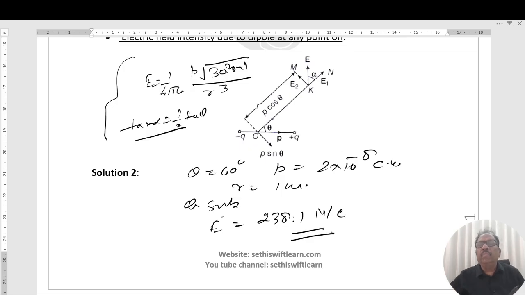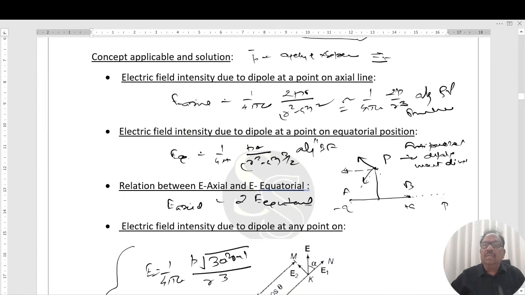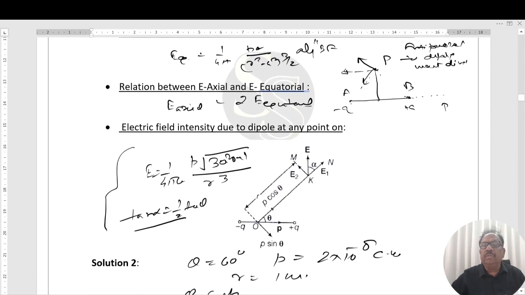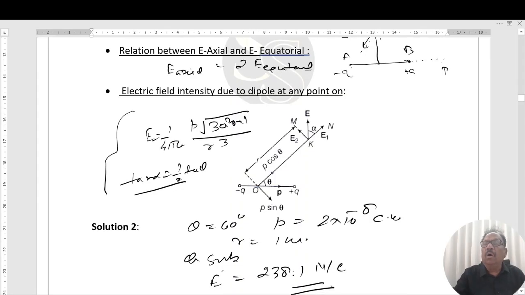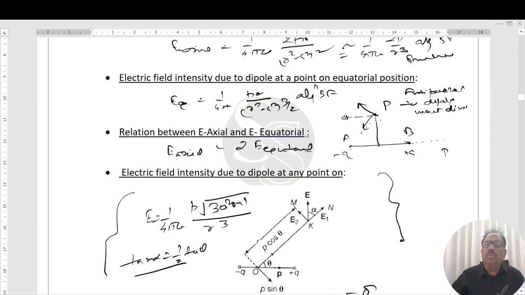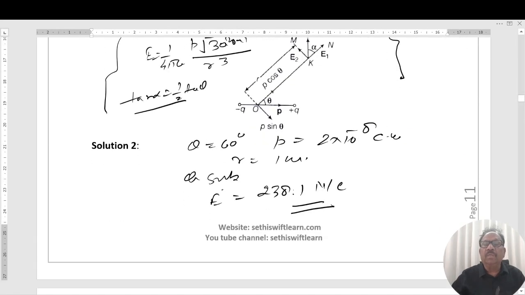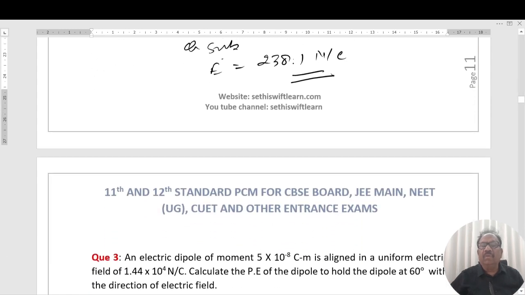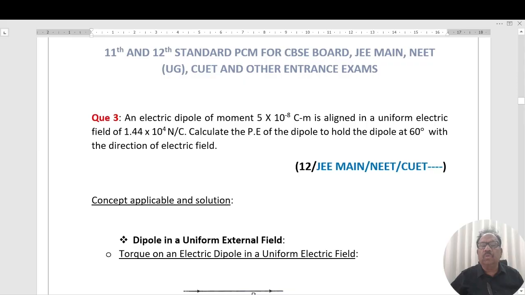Now, E axial is this one, E equatorial is this one, and the relation at any point is this one. I think I have discussed all the directions very well. In case of equatorial, it is anti-parallel to the dipole moment. In case of axial, it is parallel to the dipole direction. And at an angle, tan alpha equals half of tan theta. Next, I will discuss Gauss's theorem.